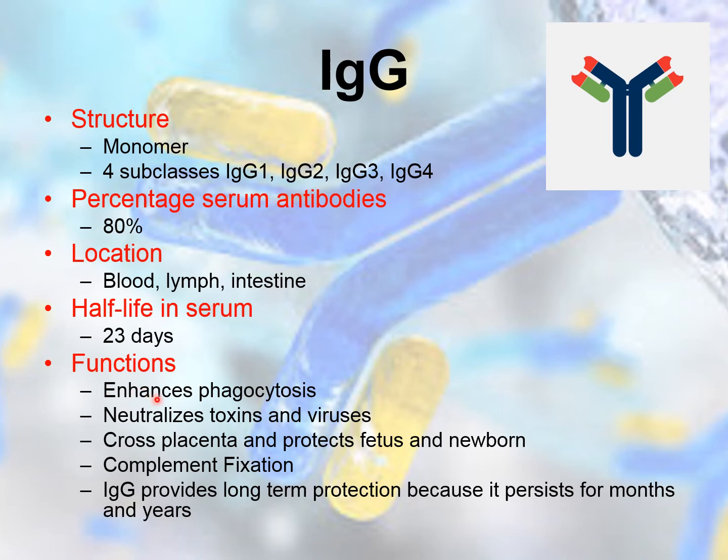That is, they enhance phagocytosis, they help in neutralization of toxins and viruses. IgG are the only antibodies which can cross the placenta and provide protection to the fetus, and it also helps in complement fixation. And IgG are antibodies which provide long-term protection because they can persist for months and years in the body.